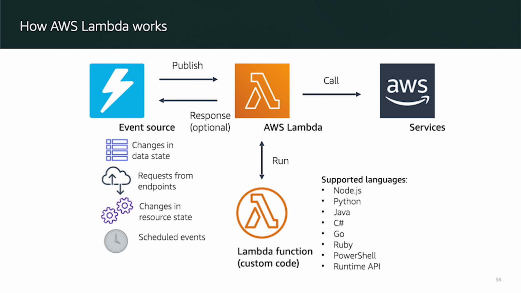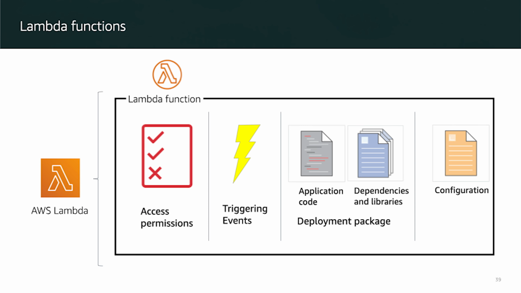Lambda functions are stateless, which means that they have no affinity to the underlying infrastructure. Lambda can rapidly launch as many copies of the function as needed to scale to the rate of incoming events. When you create a Lambda function, you define the permissions for the function and specify which events trigger the function. You also create a deployment package that includes your application code and any dependencies and libraries that are needed to run your application code. Finally, you configure runtime parameters such as memory, timeout, and concurrency.